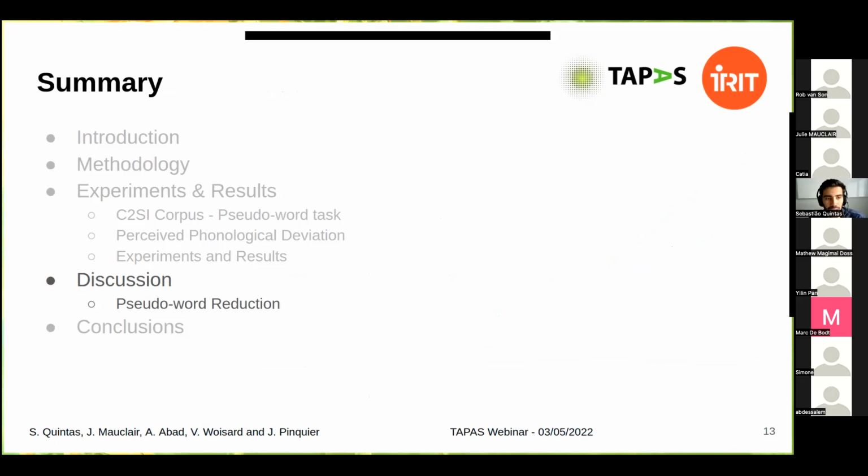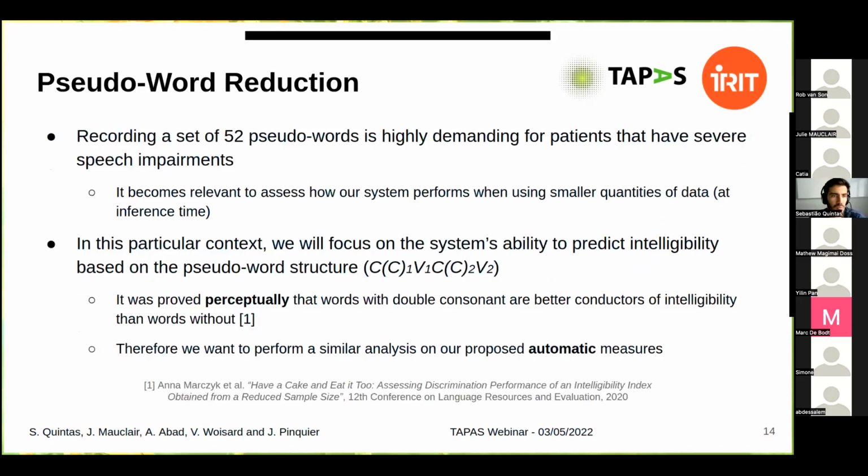And therefore, now in this discussion part, we want to assess the system's ability to make accurate predictions using smaller quantities of data. So just to give you a quick reminder on the motivation behind this, recording a set of 52 pseudo words is a highly demanding task for patients, not only for patients that have severe speech impairments, but especially for them, since it's highly fatiguing as well. And therefore, it becomes relevant to assess how our system performs when using smaller quantities of data, in this case at inference time. So we did not train a new model with smaller quantities of data.